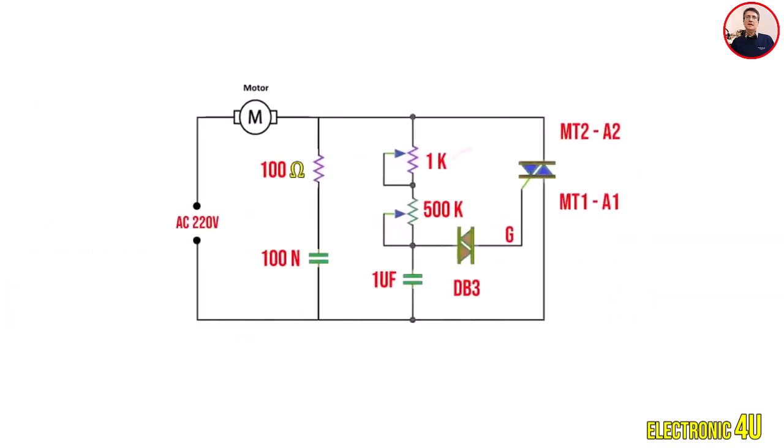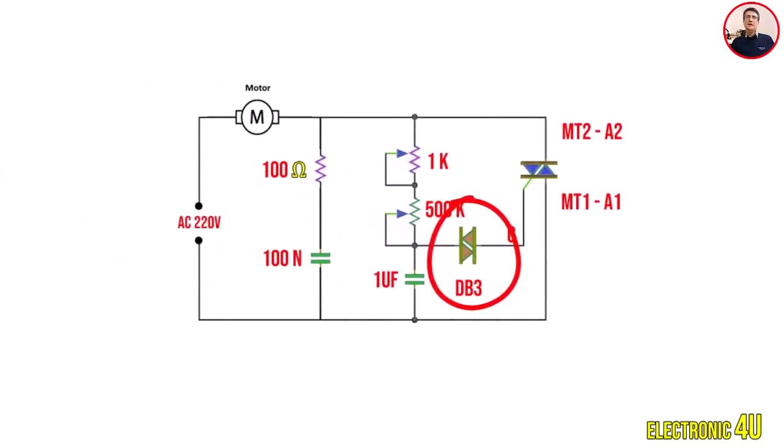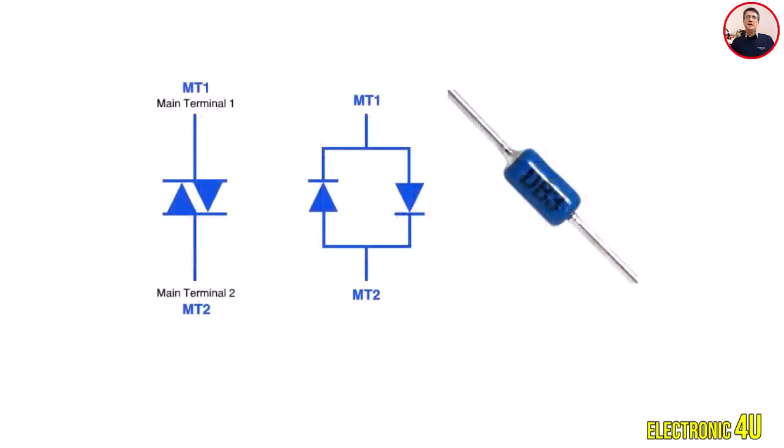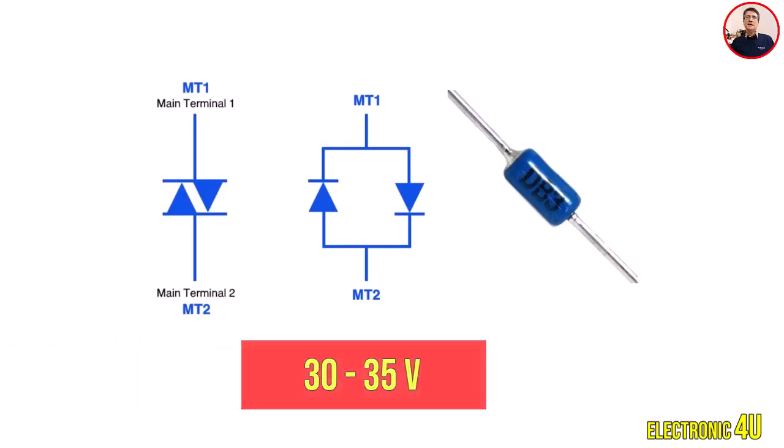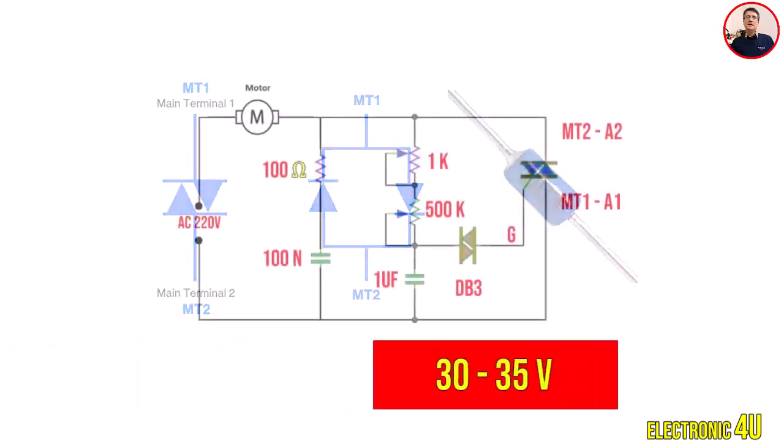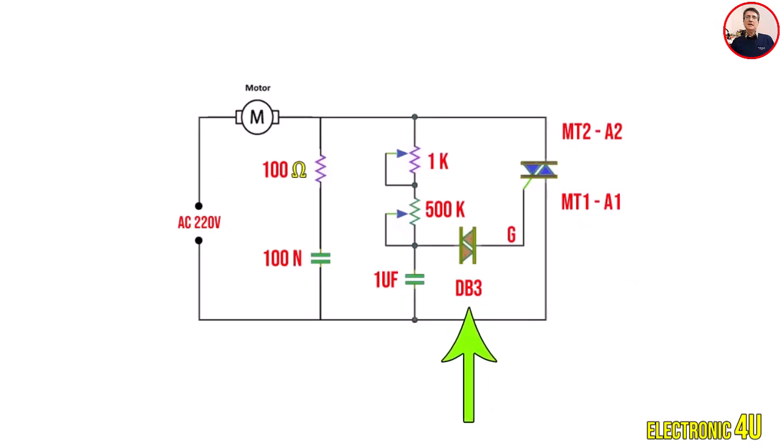The next important component is the diac. A diac is a two-terminal semiconductor device that acts like a voltage-dependent switch. A diac has a specific breakover voltage, usually around 30 to 35 volts. When the voltage across the diac reaches this value, the diac conducts and applies a pulse to the Triac gate.